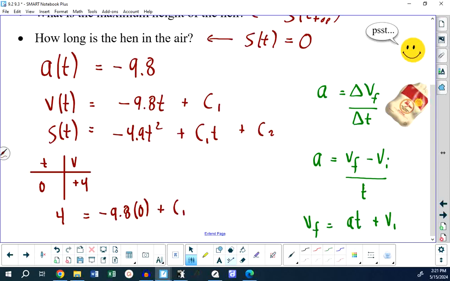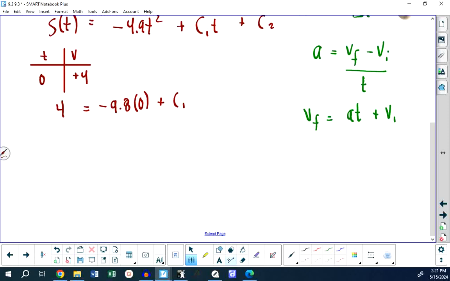Oh, well, C1 is 4 then. This is why we call it an initial condition: when we talk about motion, the constant is the initial value of that variable. So what we end up with is 4 equals the constant, so our velocity function is this.